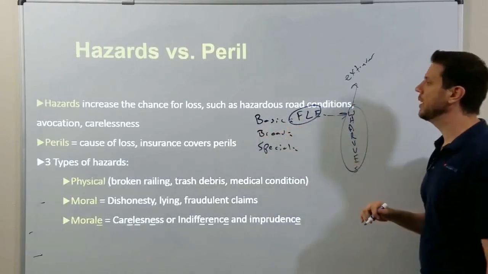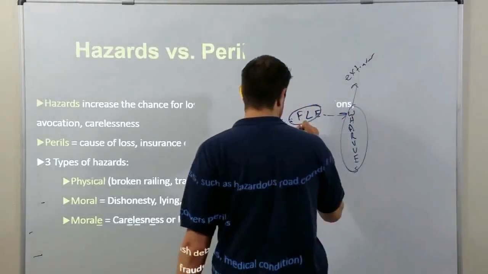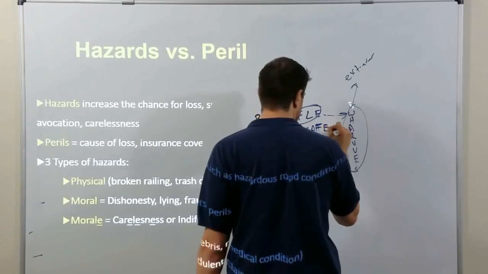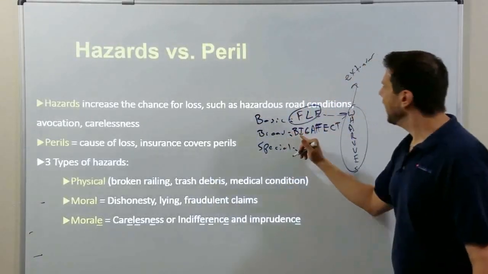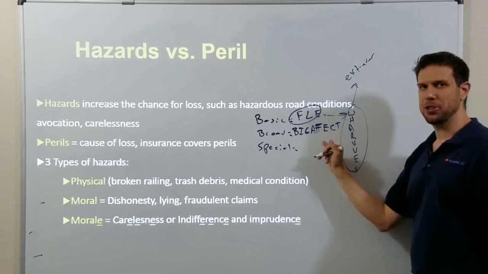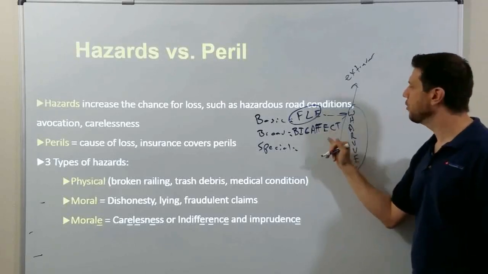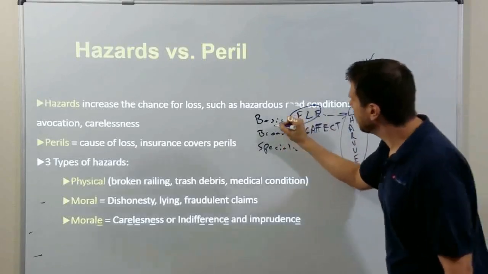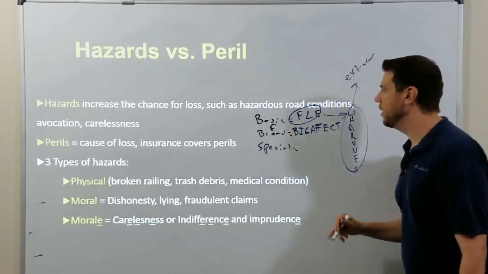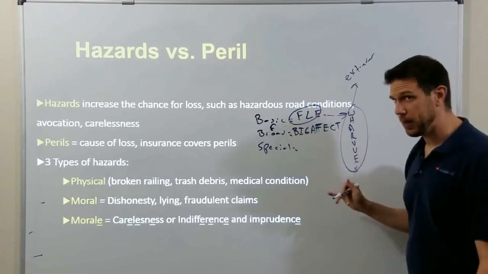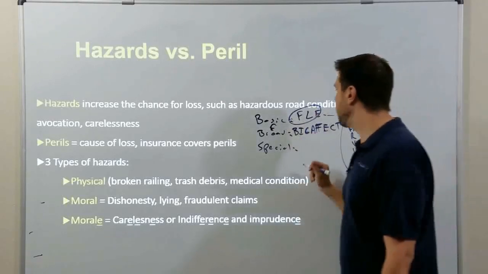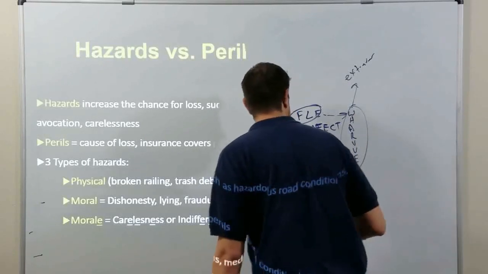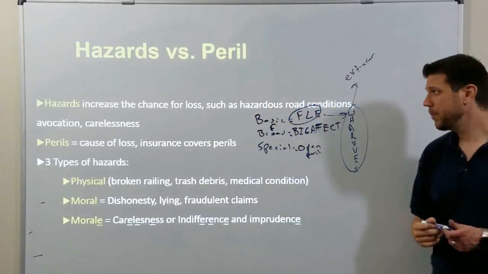The next best one is broad, which covers BIG EFFECT. Burglary, ice, glass, accidental discharge, falling objects, freezing of plumbing, electrical, collapse, and tearing asunder. BIG EFFECT covered everything basic did and all of these extra perils. And then the special perils were open peril. It protected your house against everything.